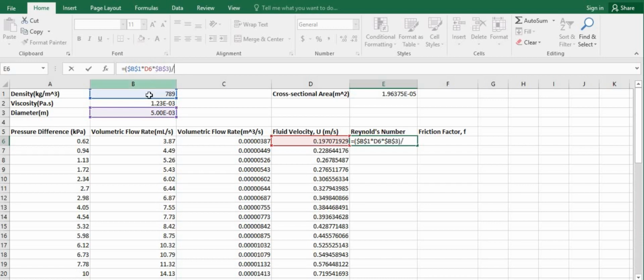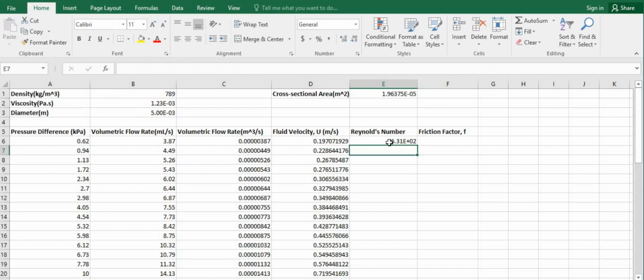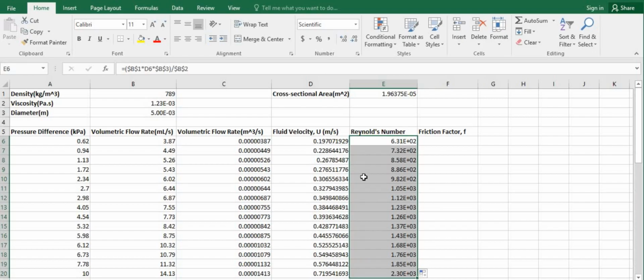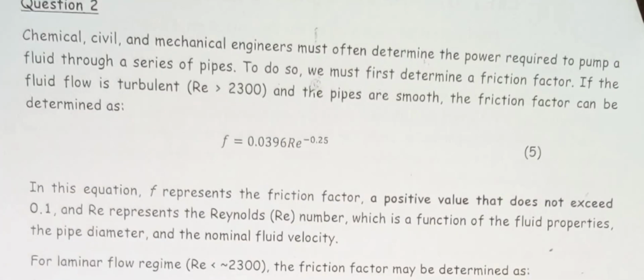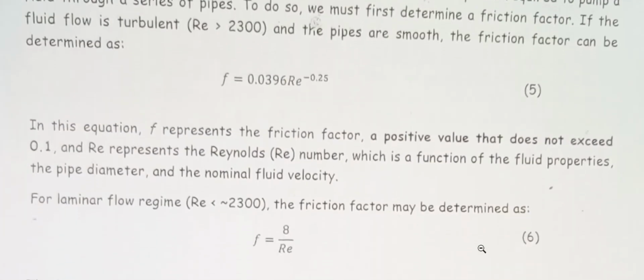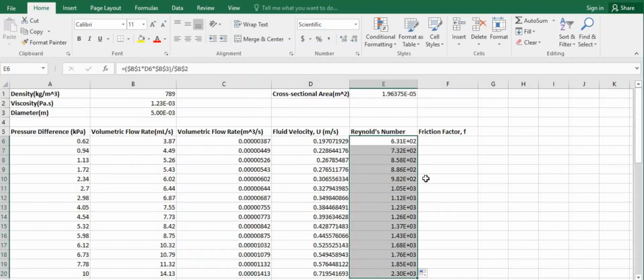And divided by mu, another constant value. Press enter and it gives us a value, and we can drag this down. Now remember that in our question we were told that if the flow is laminar, there is an equation for the friction factor, and if it is turbulent, there is an equation for the friction factor. It's now left for us to check our values of Reynolds number, whether they are greater than or equal to 2300 or whether they are even less than.